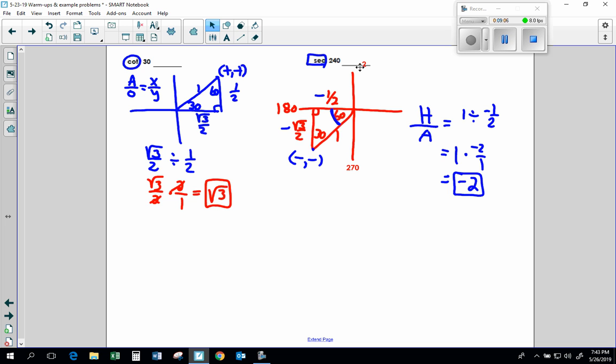Up there. Okay. Here would have been square root of 3, as we already had.